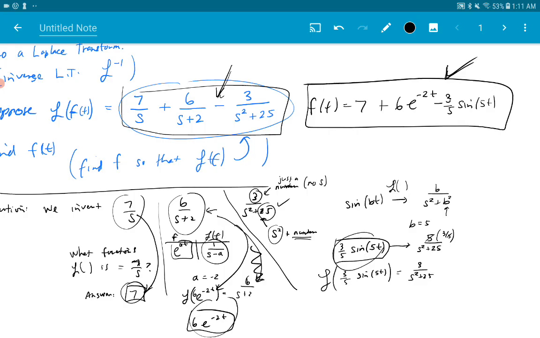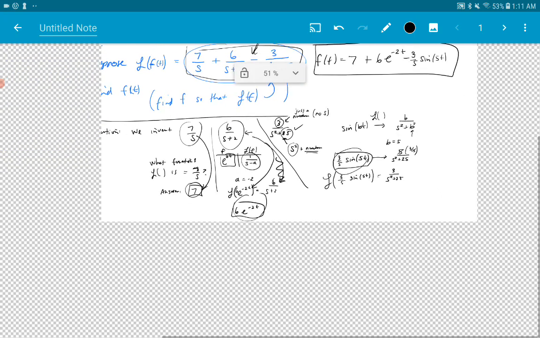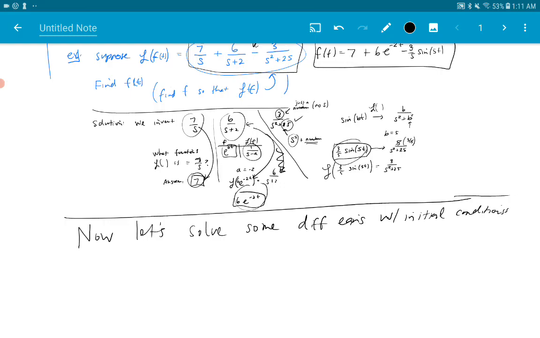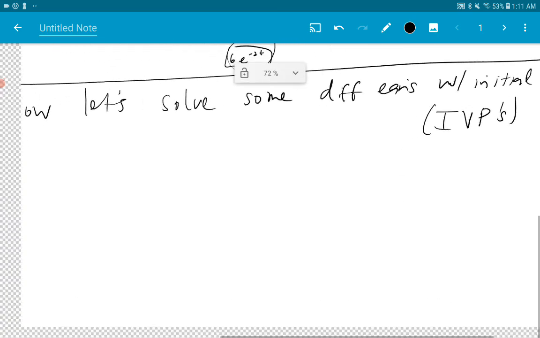Okay, so why do we need that skill? Here's why. Now let's solve some differential equations. They have to have initial conditions, by the way. Otherwise, you can't use Laplace transform. So these are called IVPs. Laplace transforms only work when you have initial conditions. Okay, so here's an example.